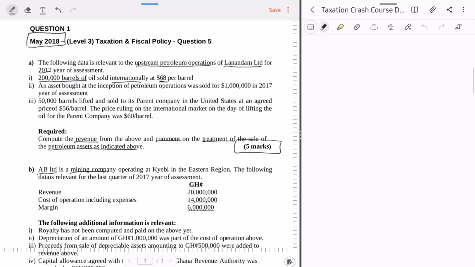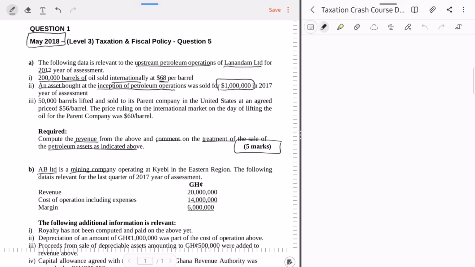Next is an asset bought at the inception of petroleum operations, sold for $1 million in 2017. Remember I told you that the law said you need to add the whole proceeds amount. Because it's petroleum, we will not deduct cost. We'll add the entire proceeds amount here. So if it was a mining company, you would have to deduct the written down value of the expenditure before putting the gain in income. If it's a loss, you give them additional capital allowance. But here, because it's petroleum, we'll add the entire gain because that's what the law says. So please be careful. Here, the examiner wants to see, do you know the rules for petroleum? Do you know the rules for mining? So we'll have to add the whole amount here.